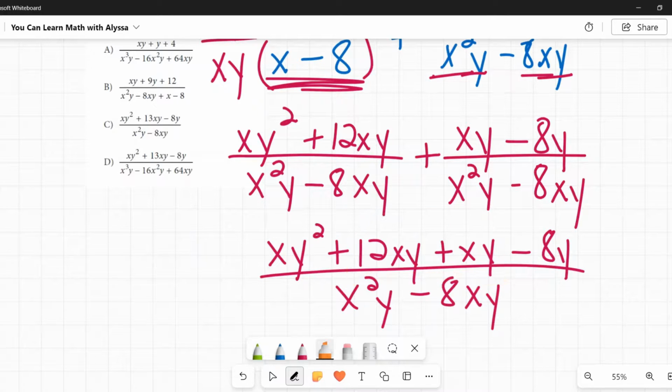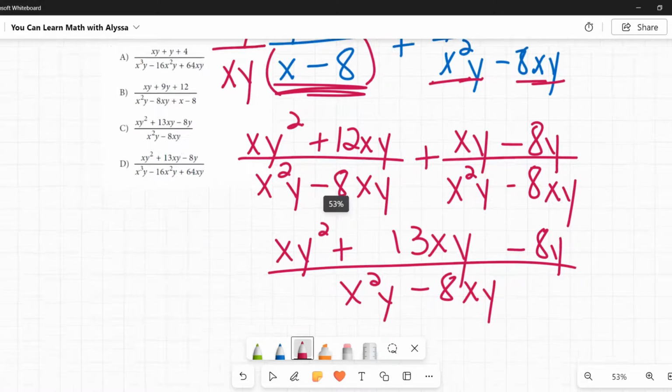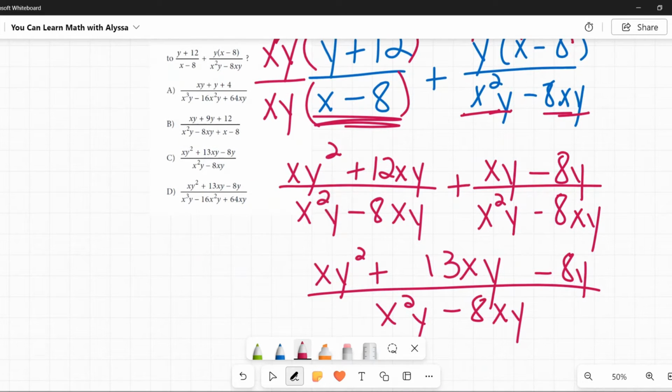Right here in the middle, I do. I have 12 xy's and one more xy. So together that is 13 xy's. So I can combine those, 13xy, and that's it. I can't combine any more because that xy squared, xy, y, none of those match. So let's look over at my answers, and I'm looking for x squared plus 13xy minus 8y over x squared y minus 8xy, and lo and behold, there it is.